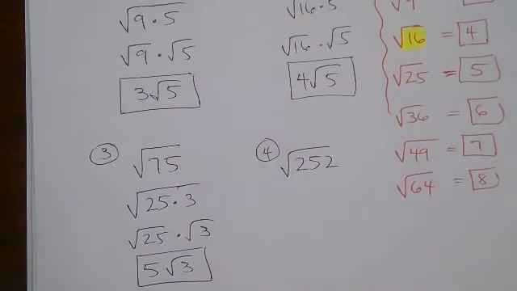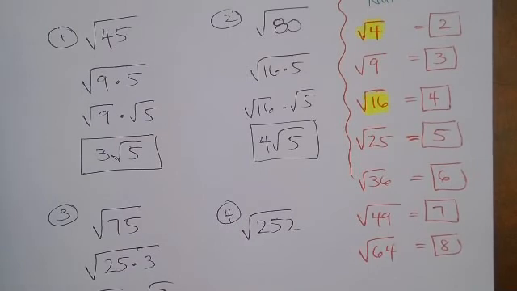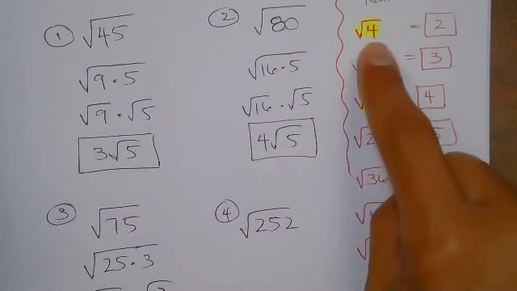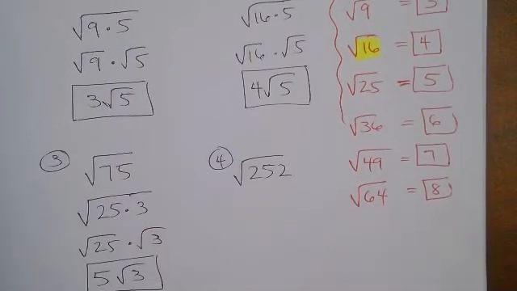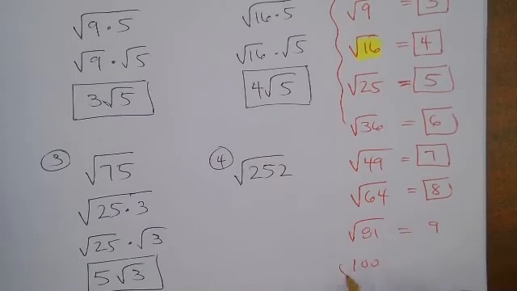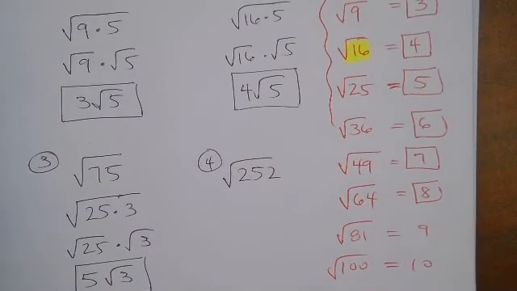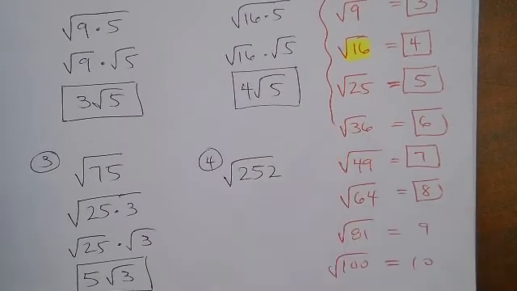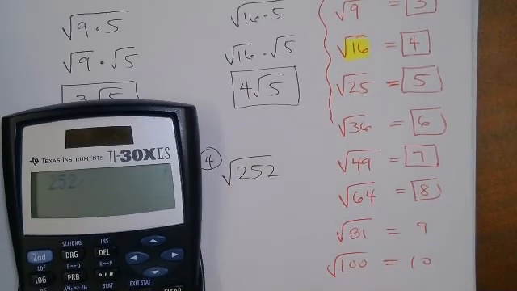Okay, let's move on. Let's get some more done. Number 4, what about, here we go. 252. 252. What are we going to try to do? If I were you, I wouldn't start from the small numbers. I'd start from up here somewhere, right? You guys should be able to get this one. What is it? 81 is 9 and 100 is 10, right? You guys should know at least up to 100.